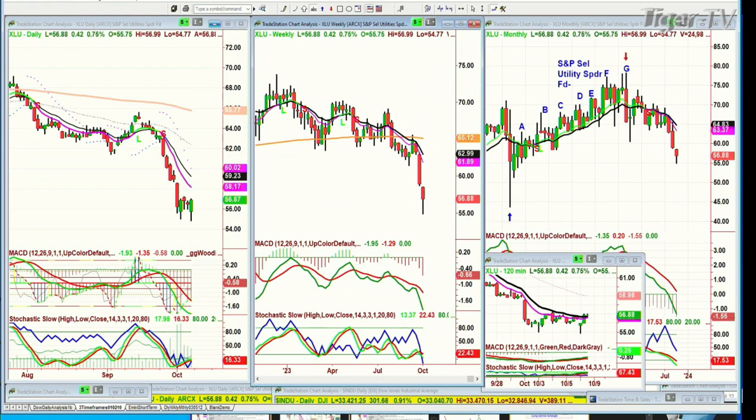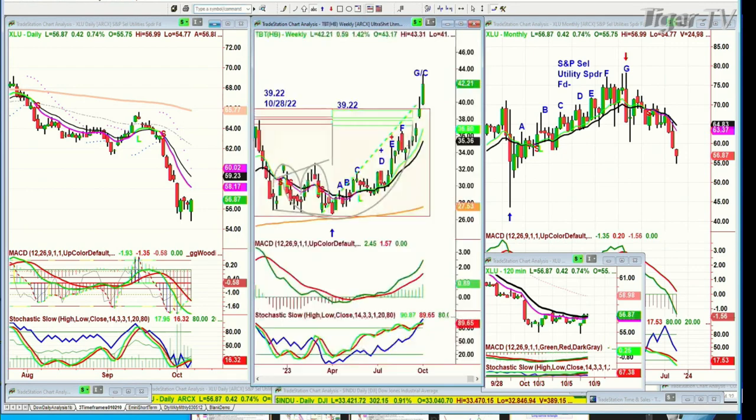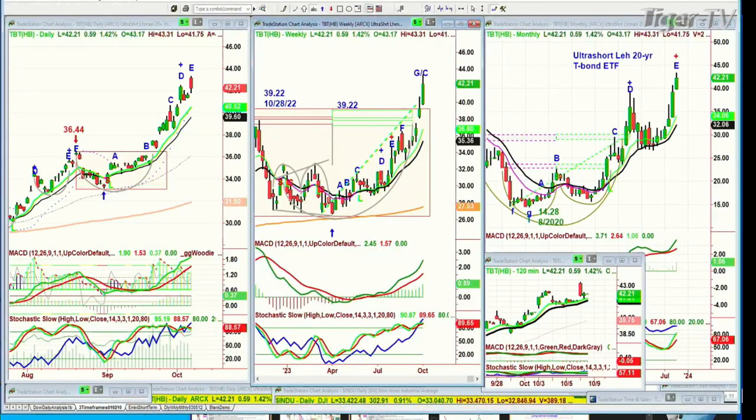I don't think this is the low. I do think, and if you look at the TBT, let's just go to the ultra short Lehman 20-year Treasury bond ETF. So this is basically the yield in leg E, hit 4.31% today. And now it's pulling back, but right here, the MACD is good. Stochastic's flat at 88%. On balance volume is a little bit overbought. This could pull back, but it's the speed of everything that occurs from now on.